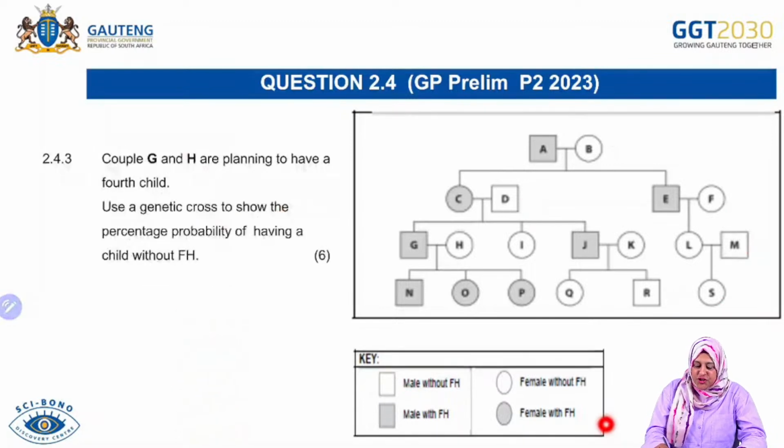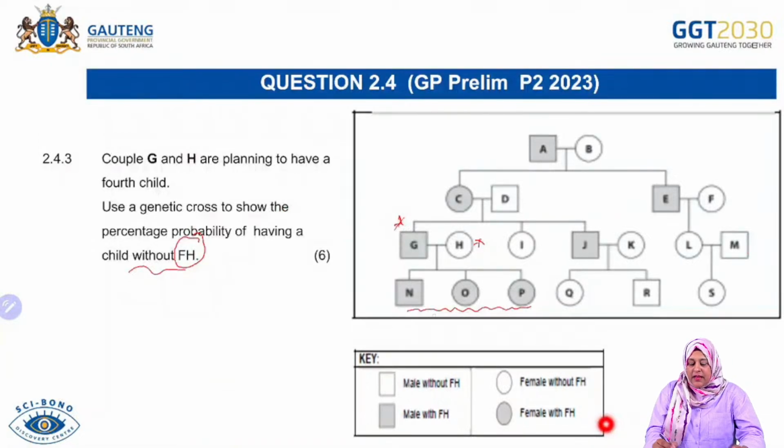Right, couple G and H. So we're looking at these two. Couple G and couple H are planning to have a 4th child. Let's look at their children. Their children are N, O, and P. They are planning to have a 4th child. Use a genetic cross to show the percentage probability of having a child without FH. So we are looking for a child that is unshaded, because they have 3 that are shaded now who have the condition.